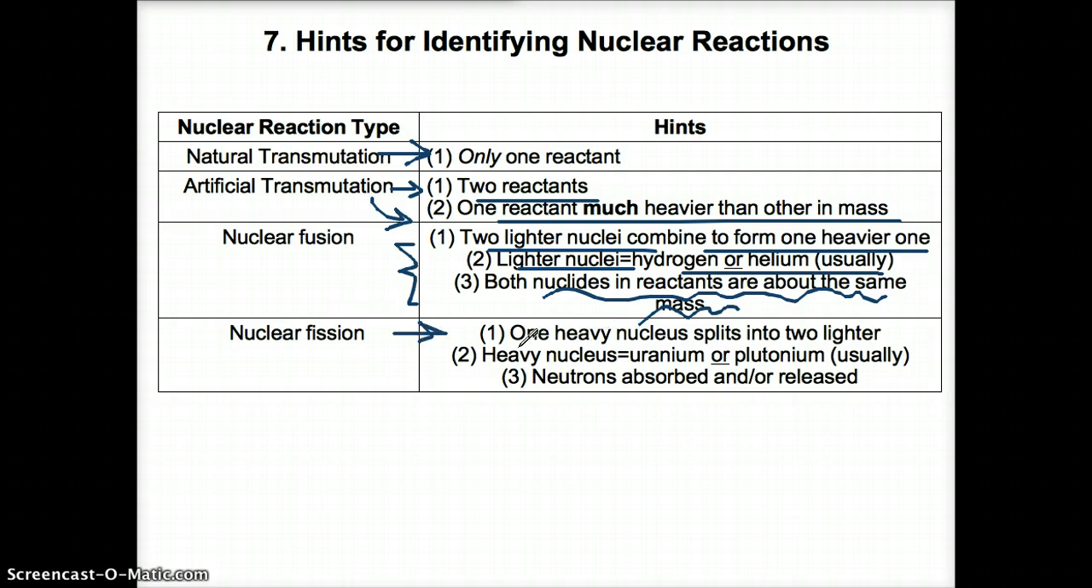First off, one heavy nucleus splits into two lighter nuclei. Also, the heavier nucleus in the reactants that you start with alone is usually uranium or plutonium that you hit with a neutron. And speaking of which, the third indicator is that neutrons are either being absorbed in the reactants, being released in the products, or both in most cases. So take note of those, okay?